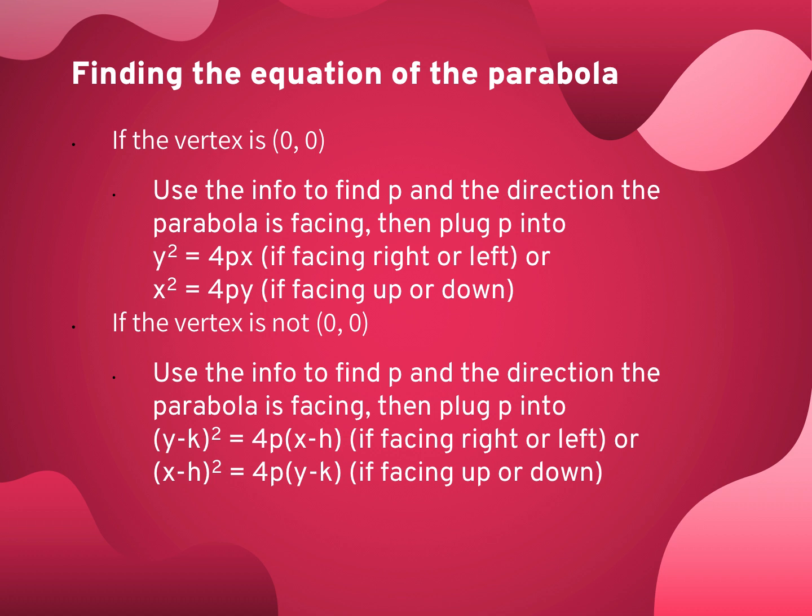So we'll kind of go back to this, but basically if the vertex is at 0, 0, you're going to use the information to find p and the direction the parabola opens. You'll plug p into the original equation depending on the parabola you're dealing with. If the vertex is not 0, 0, then you're going to find p in the direction the parabola opens, but you're going to plug it into the more complex equation where you have the y minus k and the x minus h, or the x minus, same thing. Here, if it's at the vertex, you can use the simpler equation. I wouldn't memorize so much, just kind of work it out and use your common sense. Common sense is going to really guide you here.